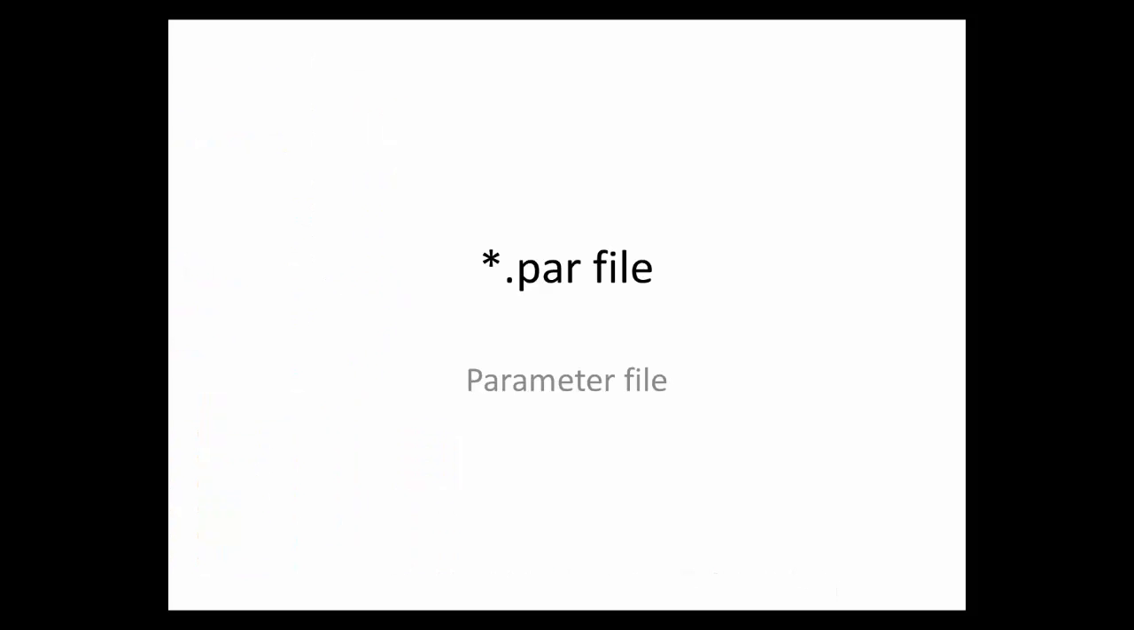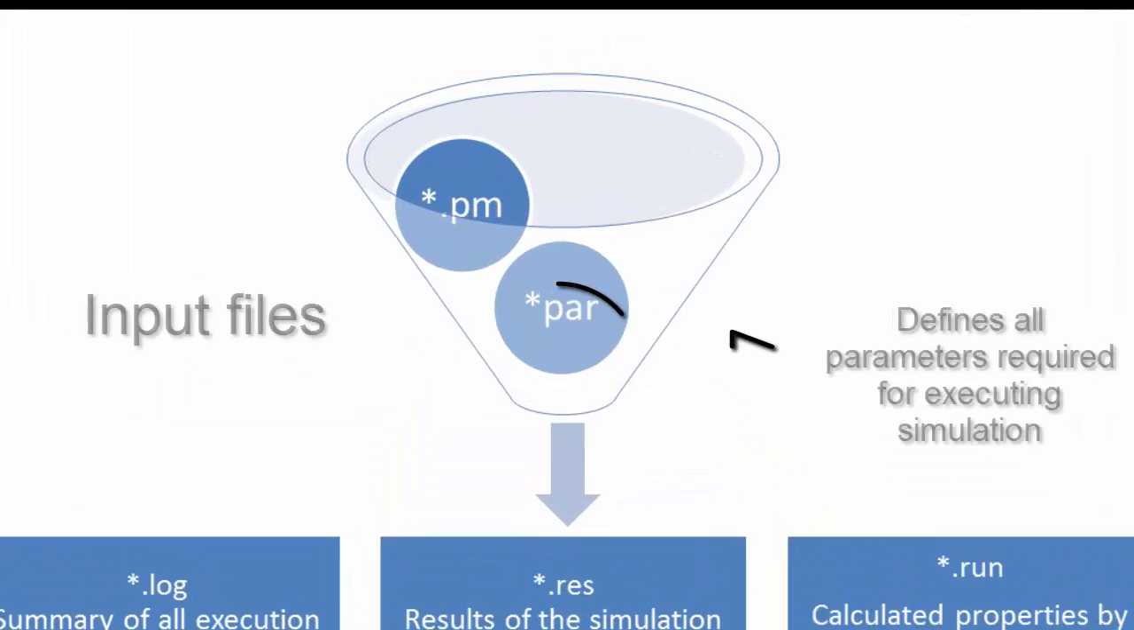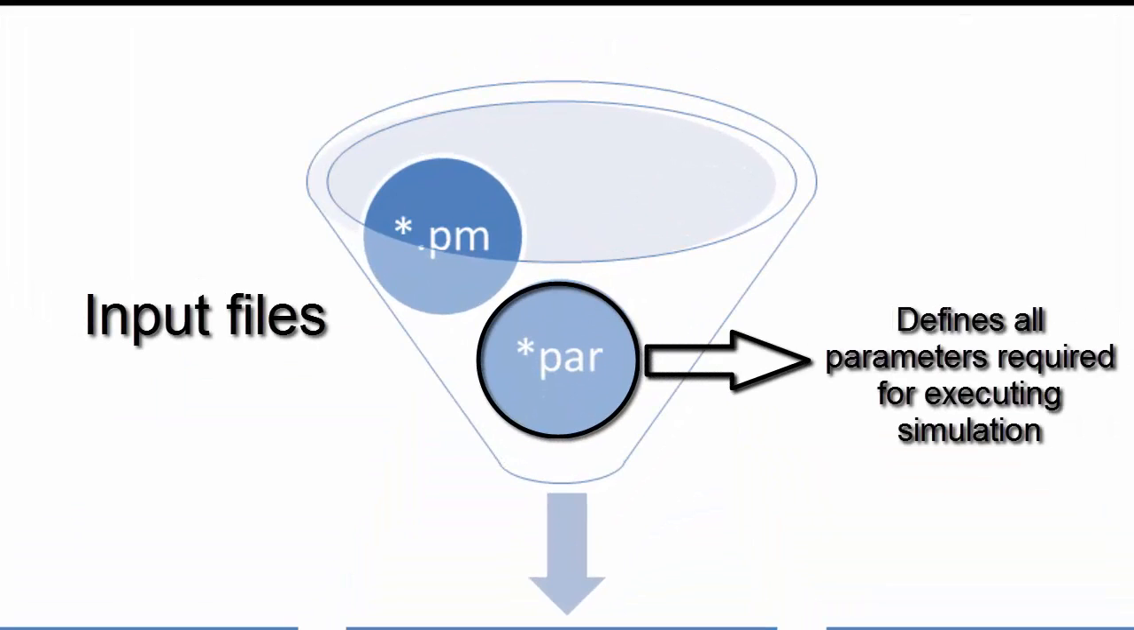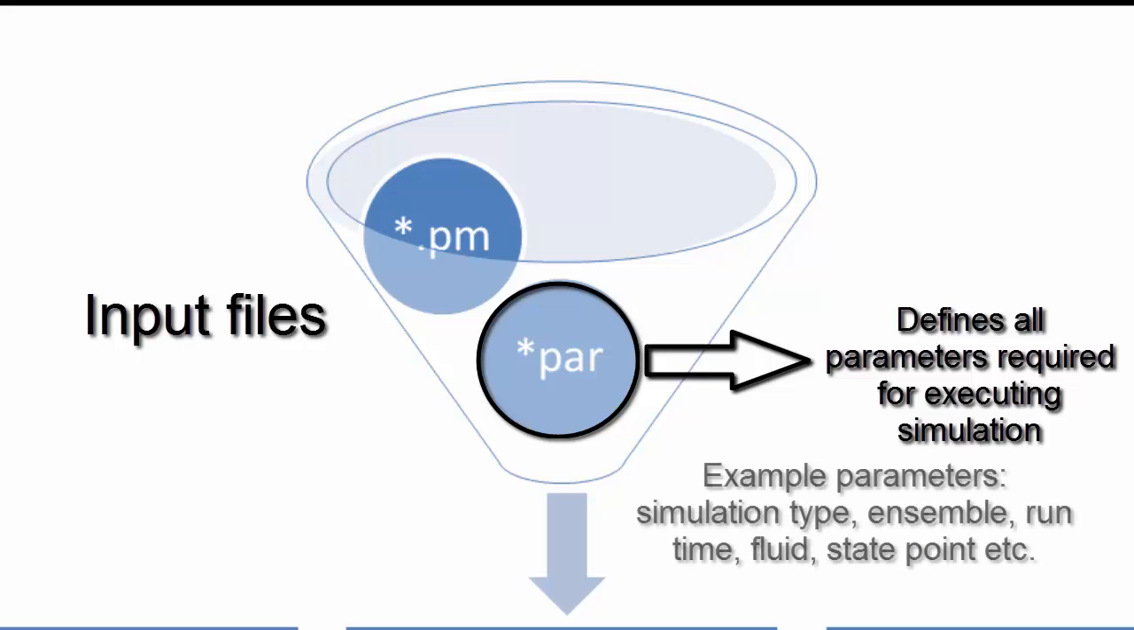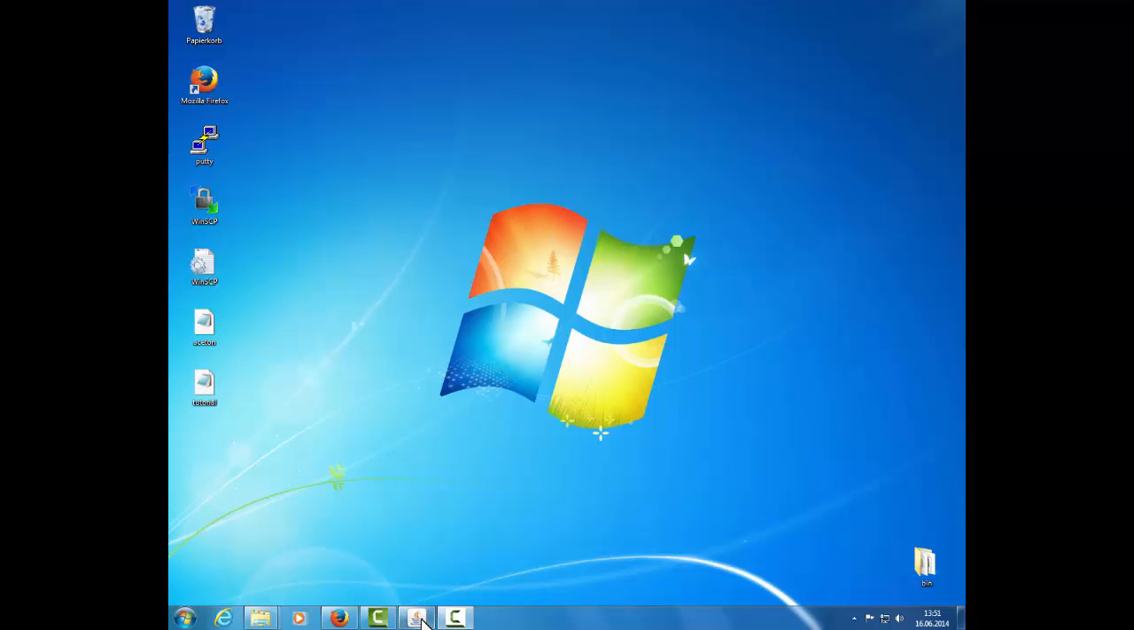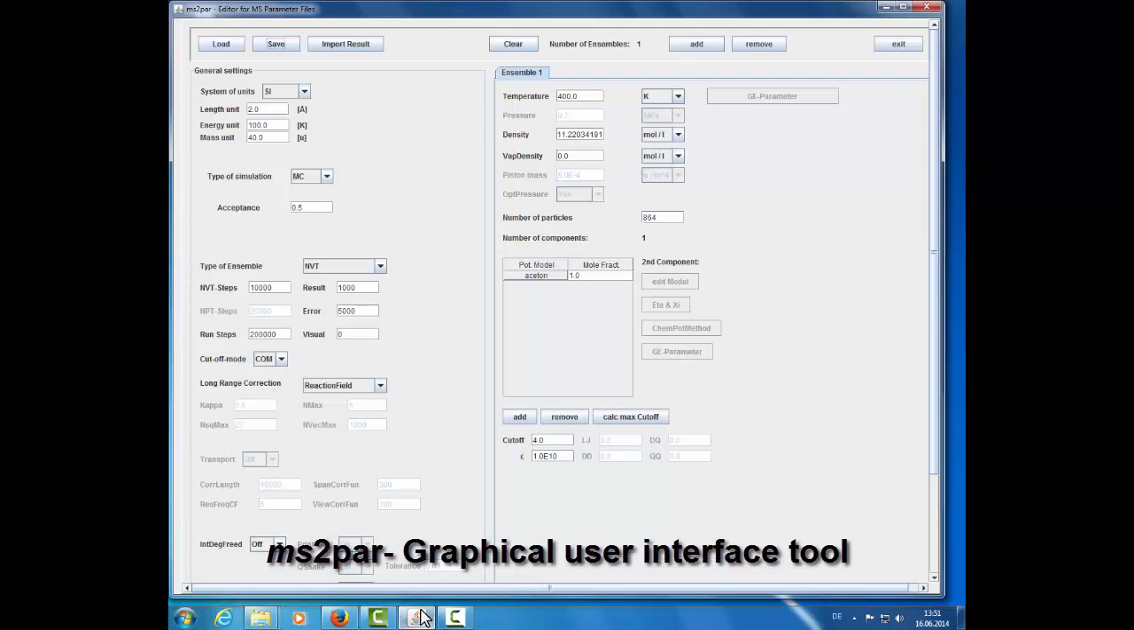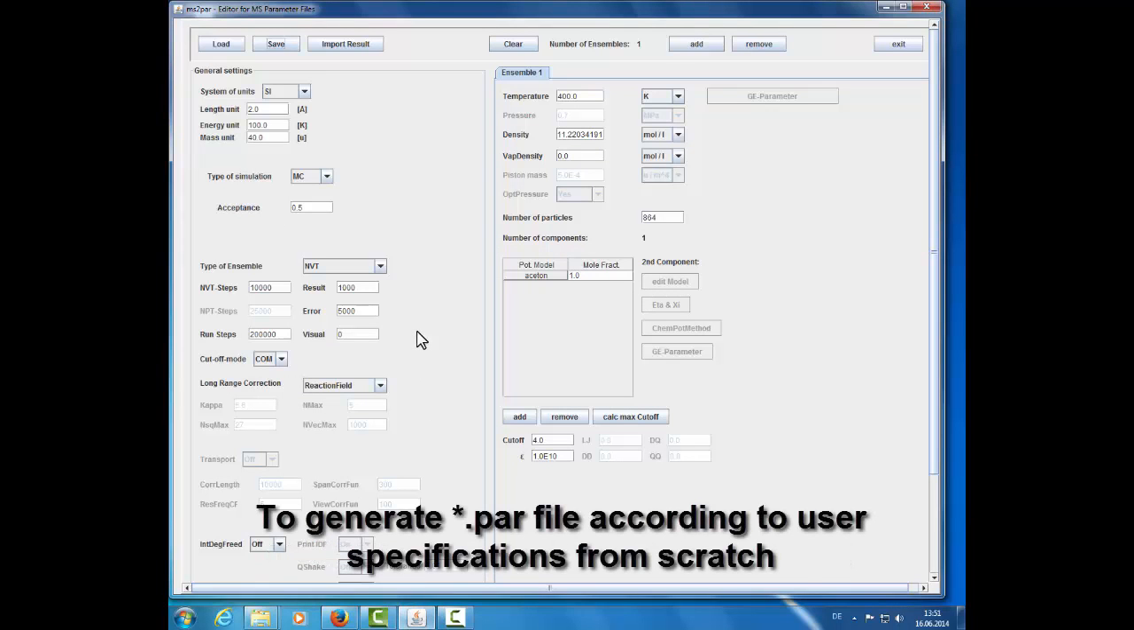Now let's have a look at the second input file type, the par file. The par file defines the parameters that are required for running the simulation. It specifies the simulation type, the ensemble, the runtime, the fluid, the state point, and more. ms2 par is a graphical user interface based feature tool which may be used to generate par files according to the user specification from scratch.